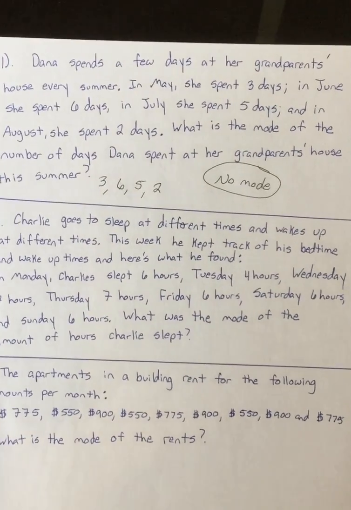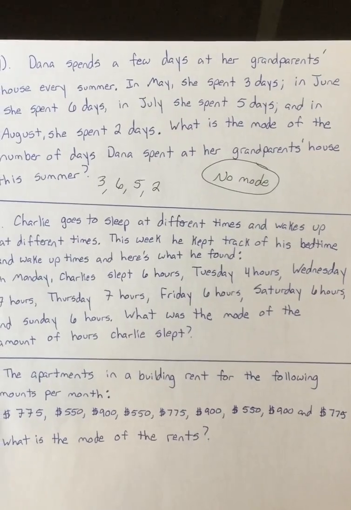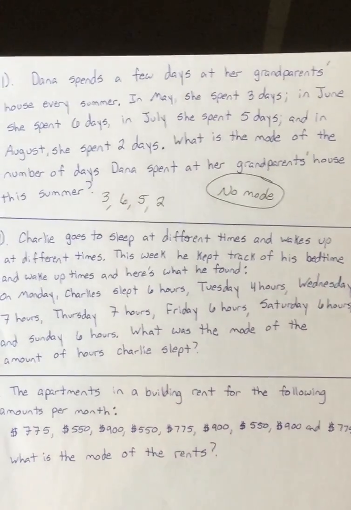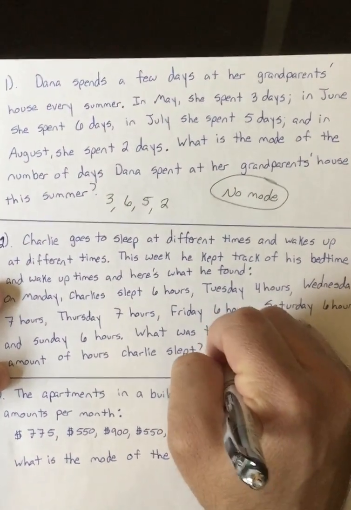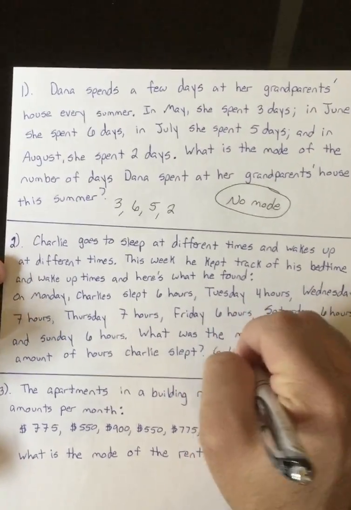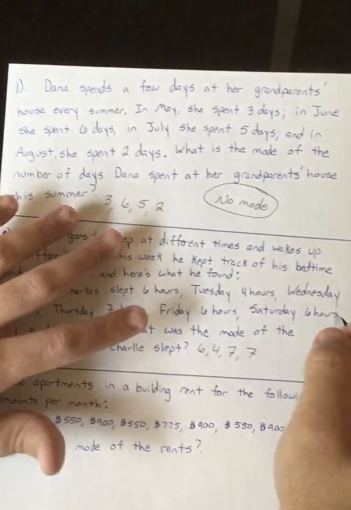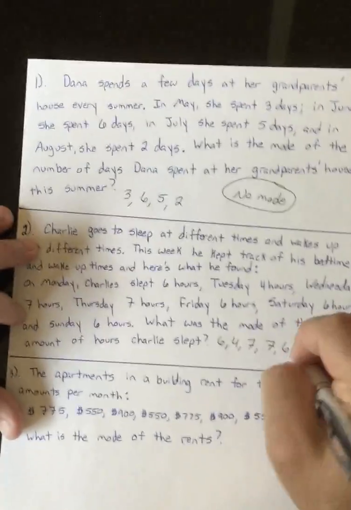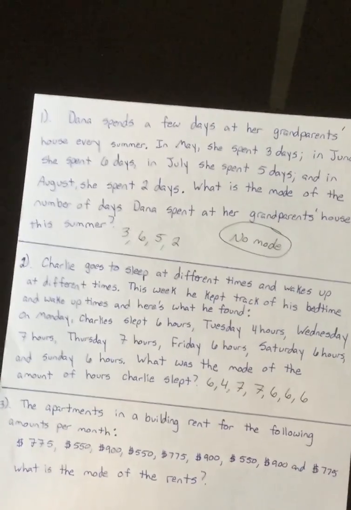Number 2, Charlie goes to sleep at different times and wakes up at different times. This week he kept track of his bedtime and wake up times, and here's what he found. On Monday, Charlie slept for 6 hours. On Tuesday, 4 hours. On Wednesday, 7 hours. Thursday, 7 hours. Friday, 6 hours. Saturday, 6 hours. Sunday, 6 hours. So what was the mode?